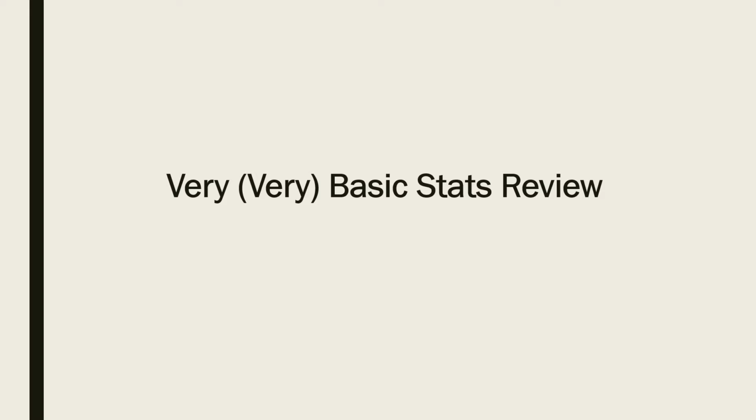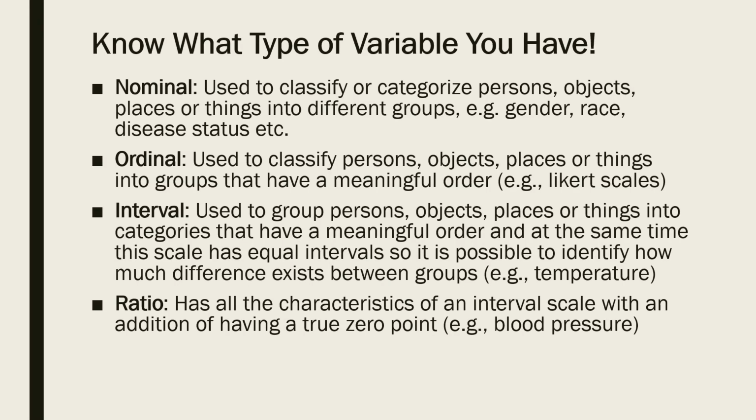Okay, so some very, very basic stats review. And again, I have a link to my other lecture from 507 where I go into more detail about how to think about some of these basic stats, but I'm just going to review it really quickly in the next couple minutes. The main thing that you really want to have a good grasp on, especially when you're working with data of any kind, is to know what type of variables you have.